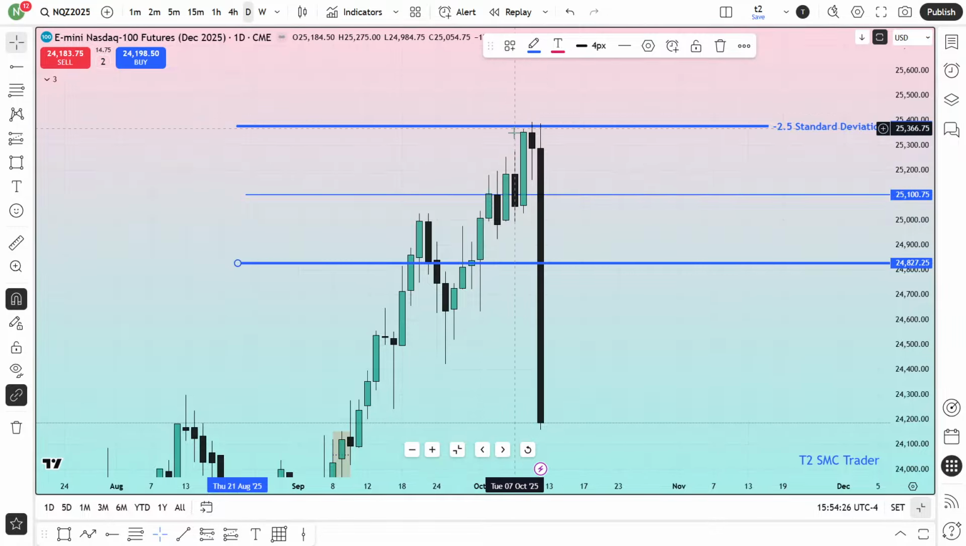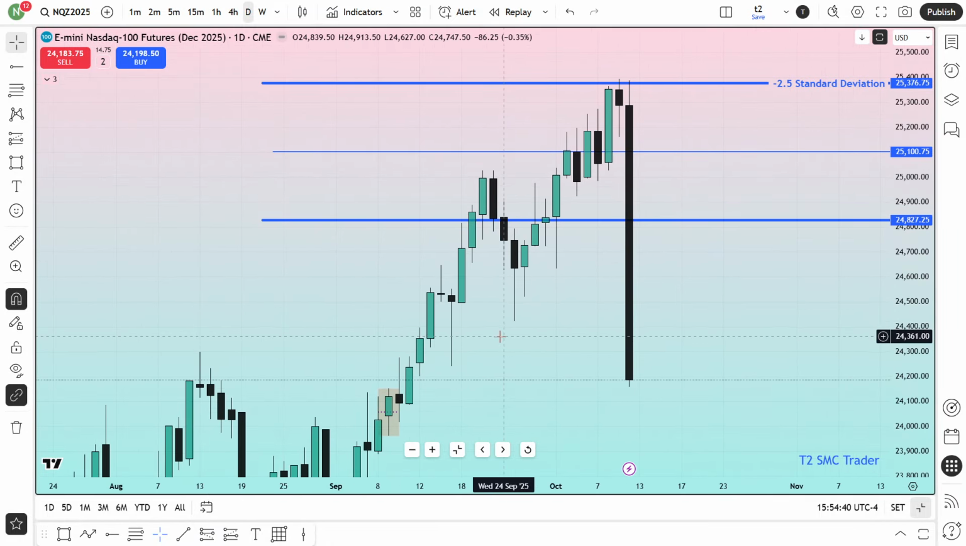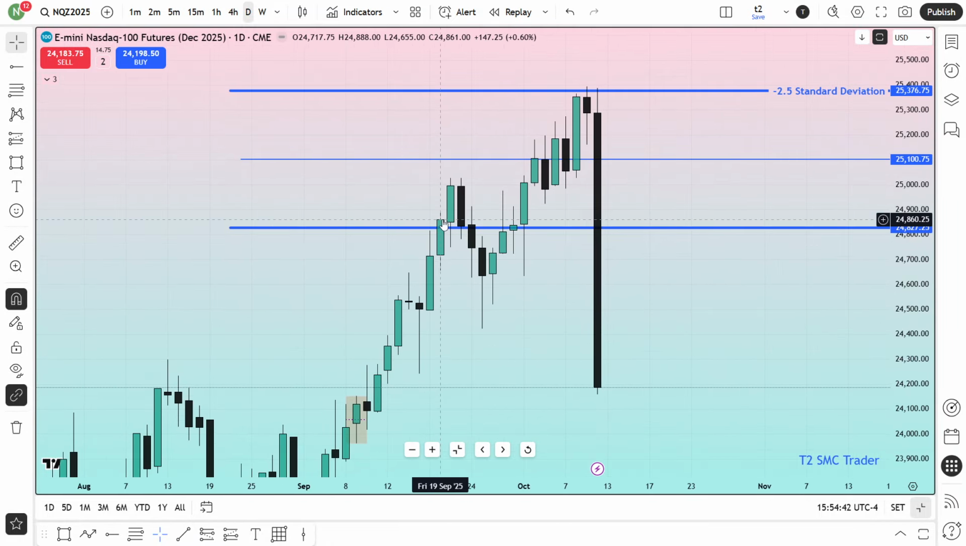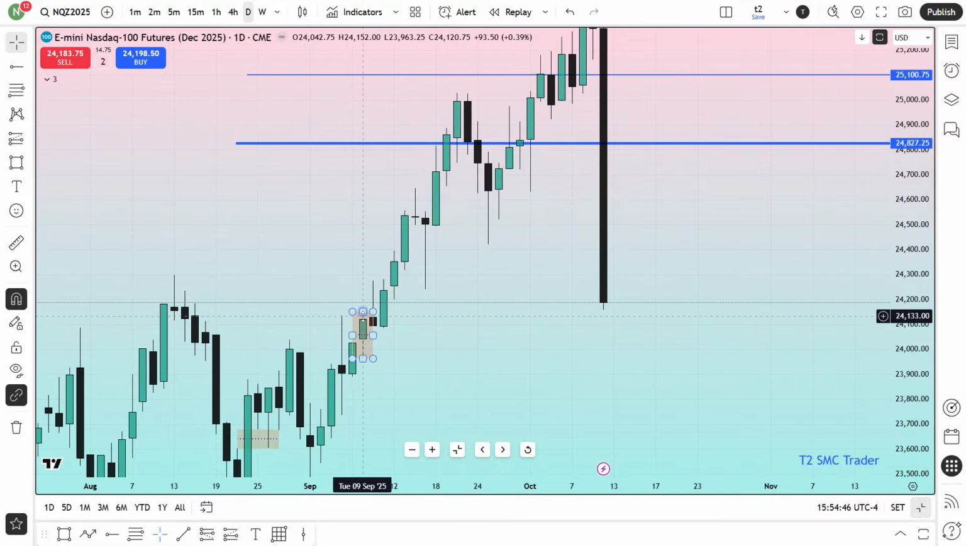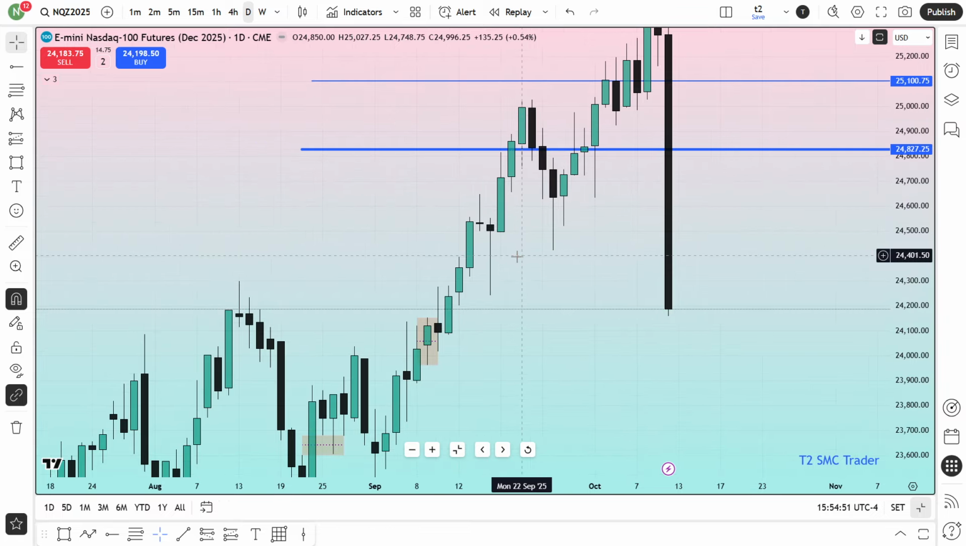But before coming here, this market can give me some respect from this -2 standard deviation, which is in between these two standard deviations. This is the 50%, by the way. So here, as you can see, my first market came to this -1.5 standard deviation. After that candle, every day I'm bullish.